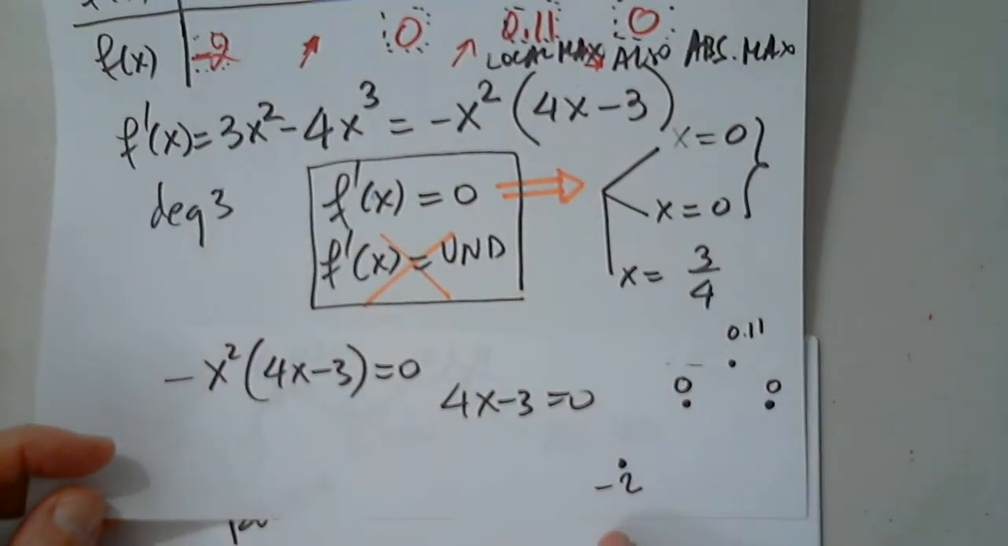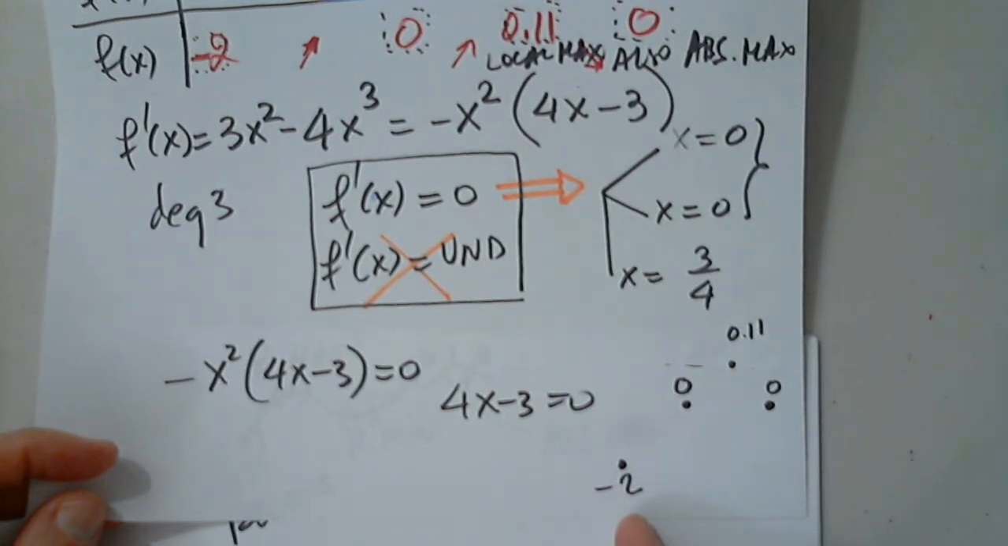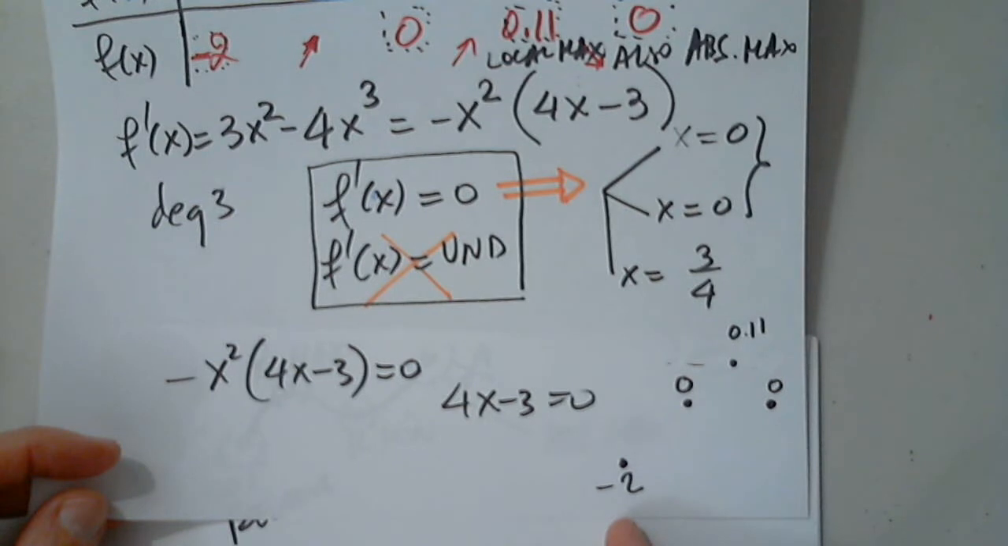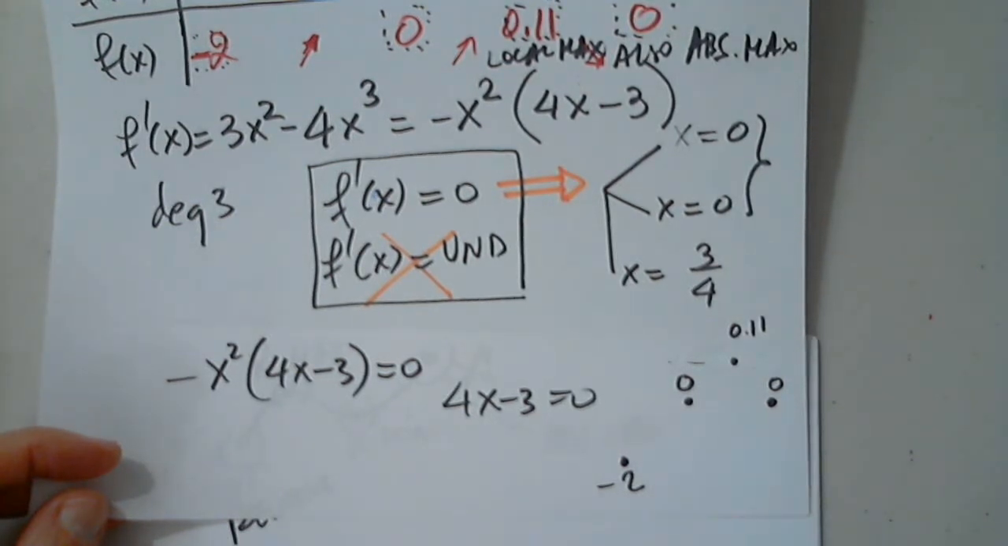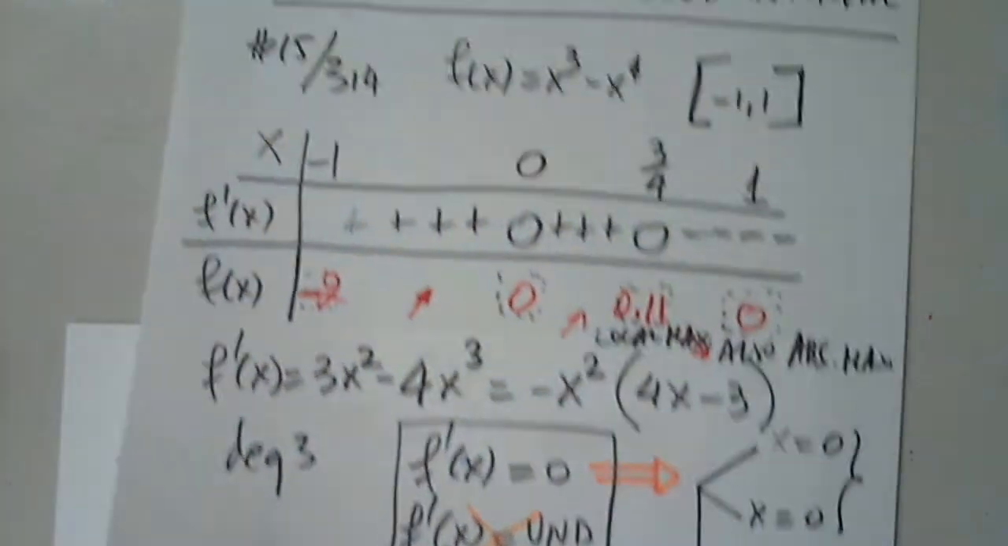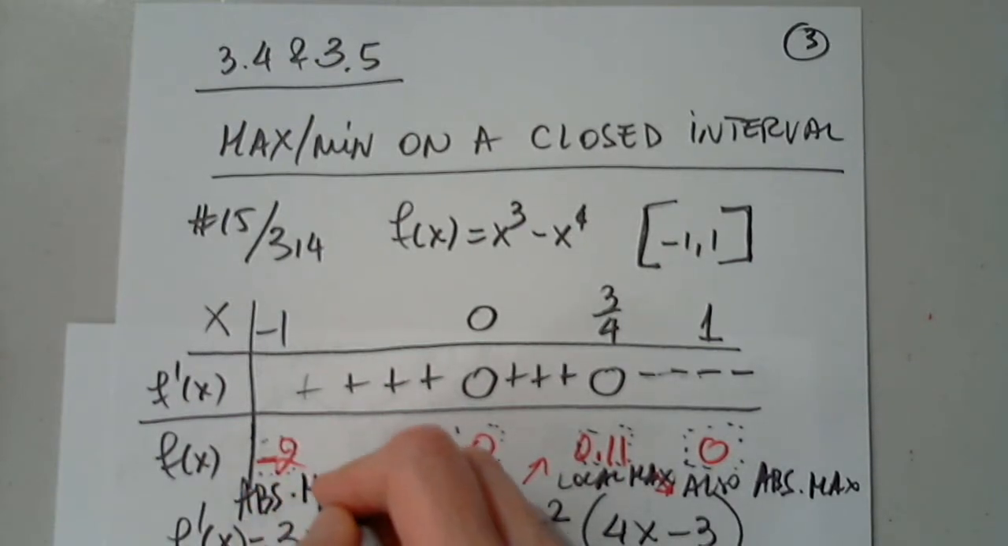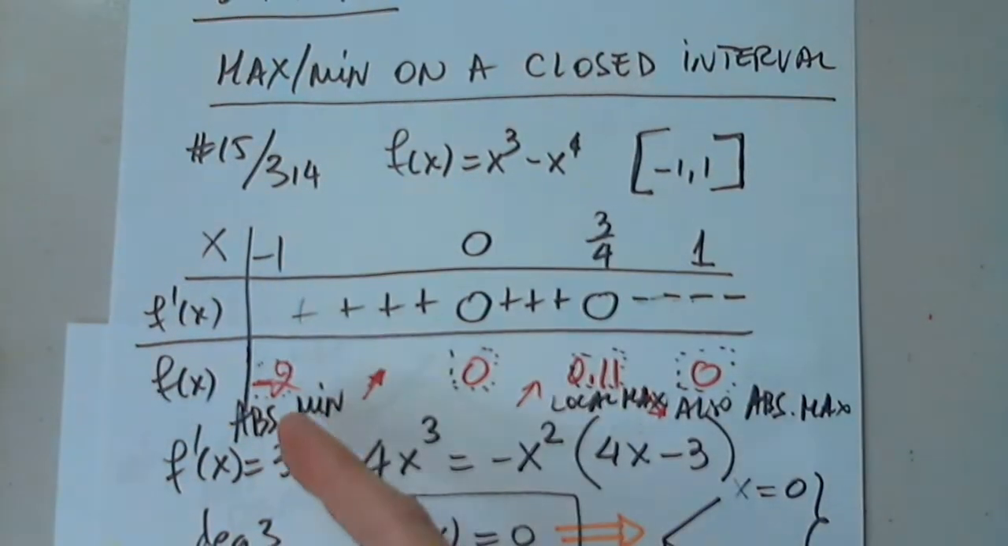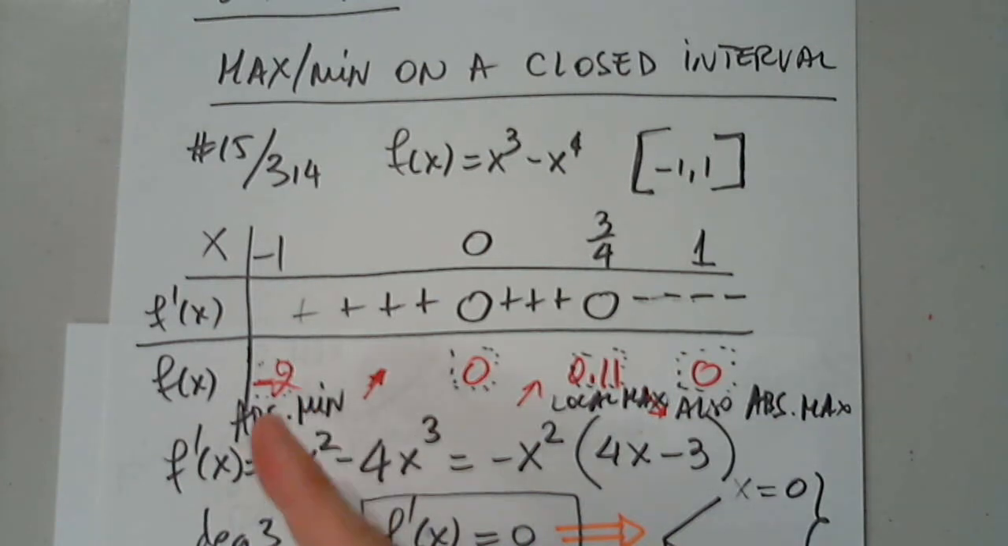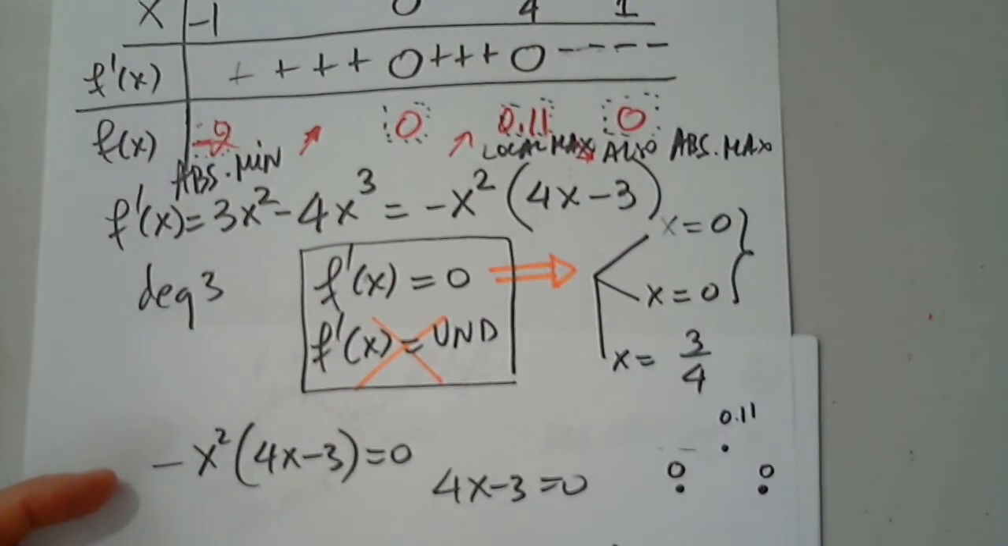What about this point? What will this point represent? It cannot be local. It can only be an absolute. Is it an absolute? Any questions? Any ideas? Is it absolute min? Exactly. This is indeed the absolute min. So the point -1, -2 is the absolute min.